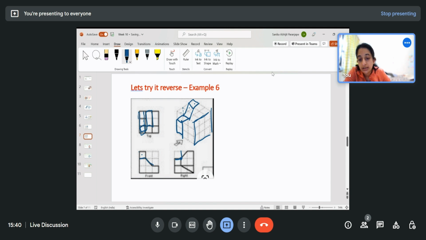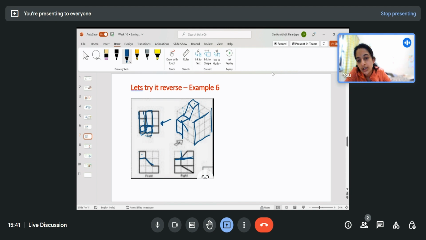So that slant may correspond to either this square or this square. So we need to check only from the right hand side view. From here, I don't see any line over here. That means this part is straight away continuing here, which means that this slant is only the square. So I'll draw a slant here.